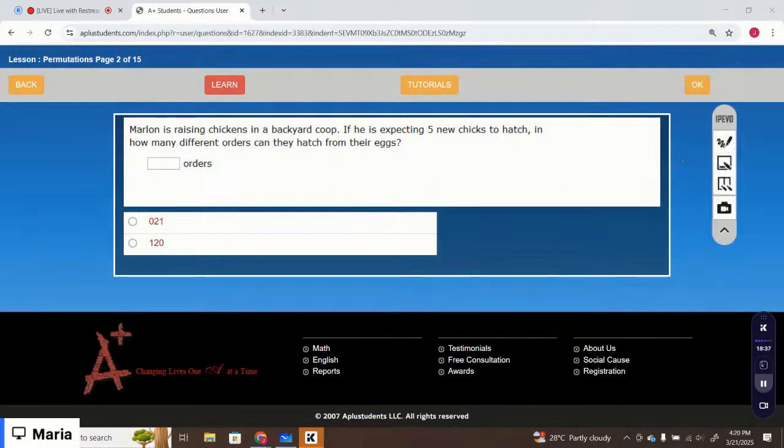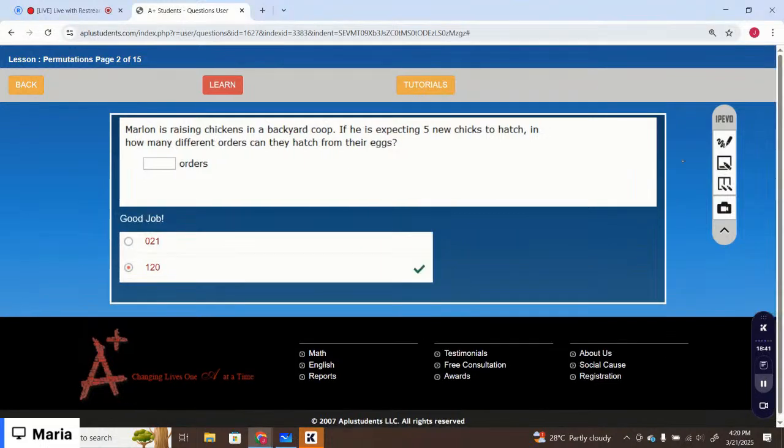That equals 120. Option number two is the correct option.